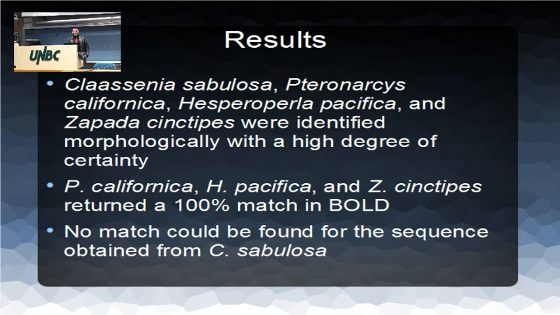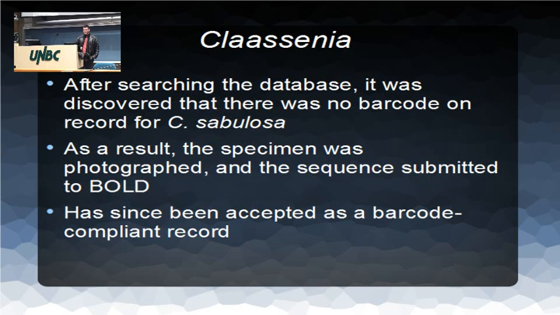It's a really common species throughout all of North America. Took another look. Turns out there's no record for Claassenia sabulosa in the database. So I took some pictures of the specimen, uploaded my sequence to BOLD, and it's since been accepted as a barcode compliant record. So if you go and throw the sequence for Claassenia sabulosa in there, you'll get this screen.